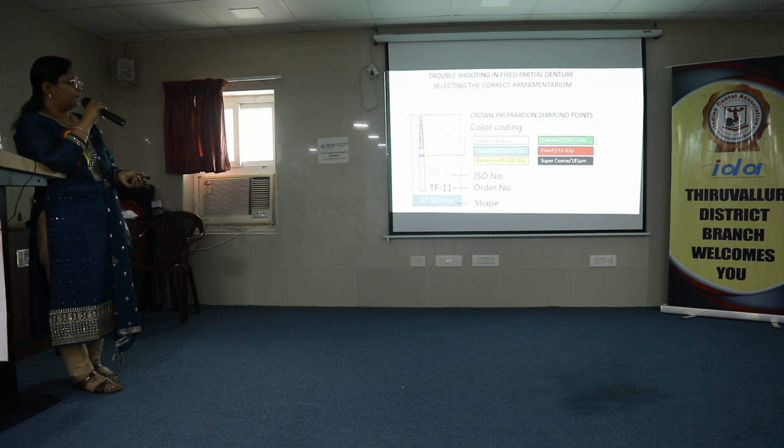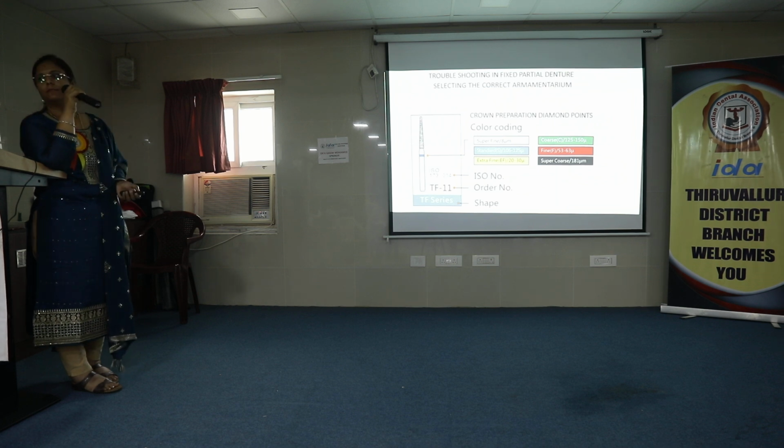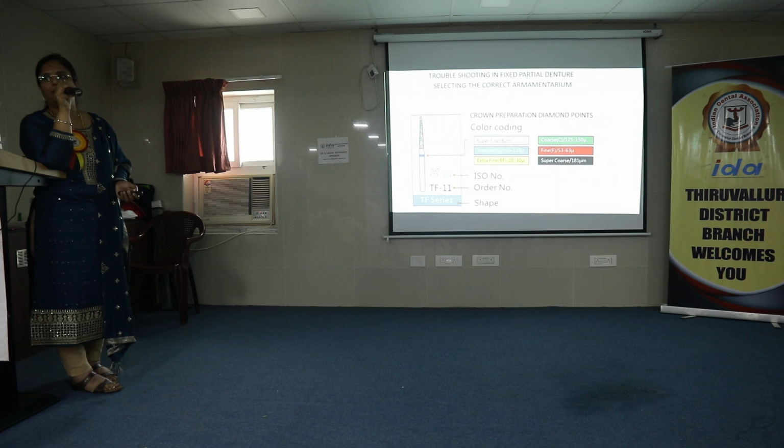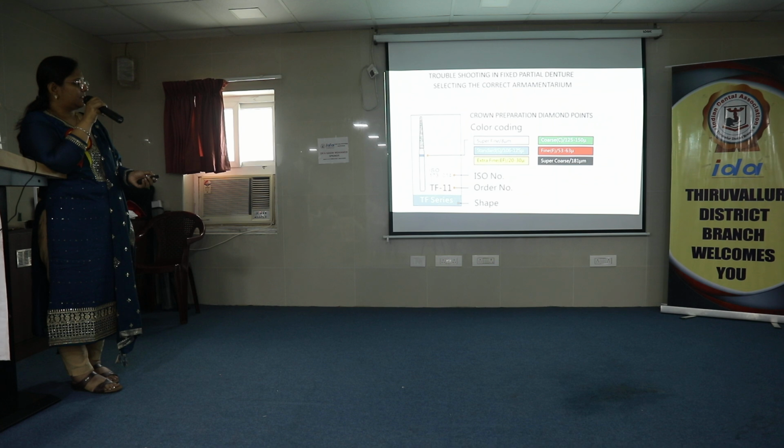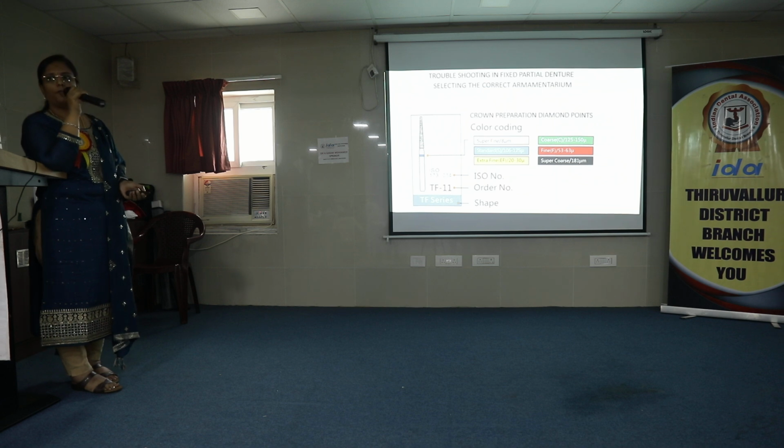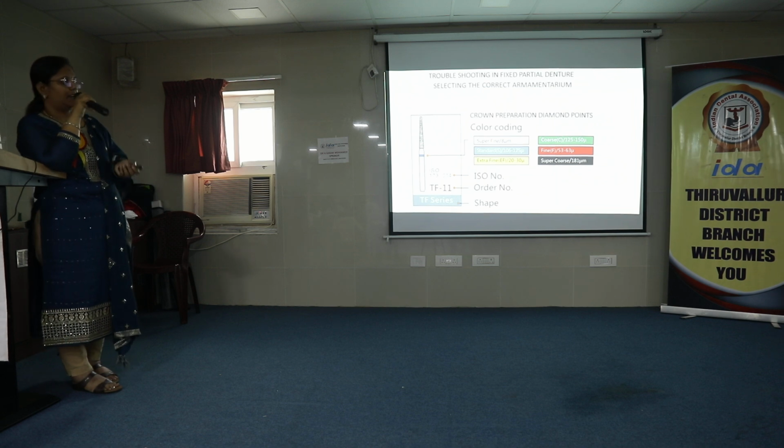What is important is all these numbers. Sometimes we want to explore, so I would say this number is basically the diameter of the burr. TF means tapered flat. TR means tapered round. This is flat, and if it is TR it will be round. Basically it denotes the shape of the burr. So these are the burr specifications that we use.